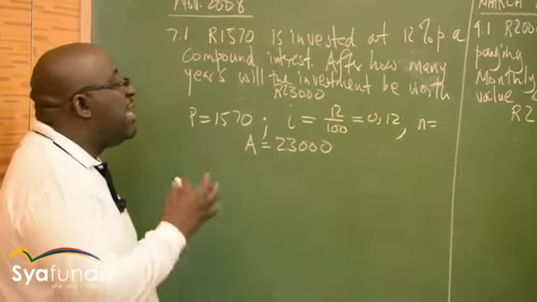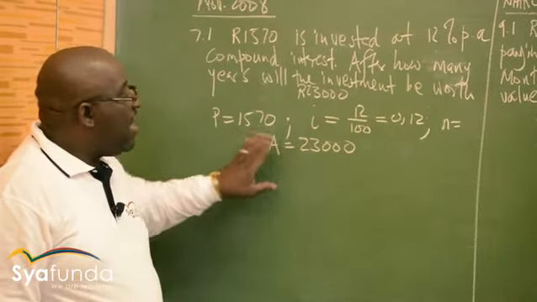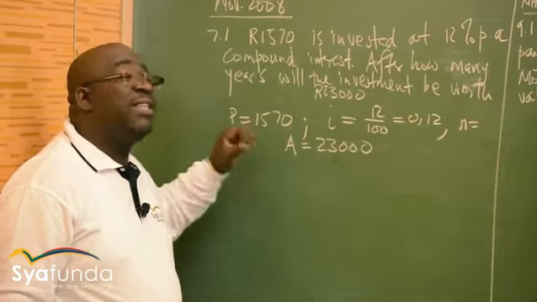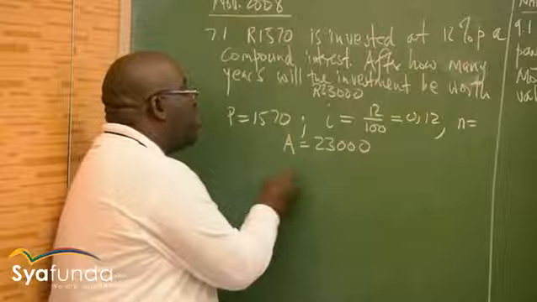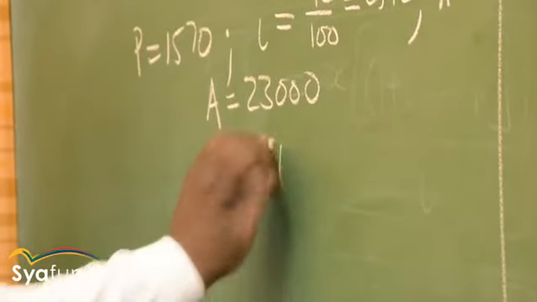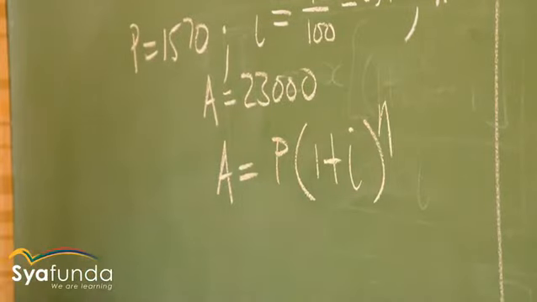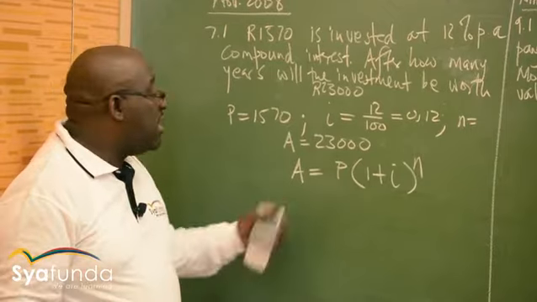Let's work it out. Remember what is happening here. The principal amount is smaller than the total amount at the end of the investment period, so it has increased. It's the compound increase, so we use plus there. The formula is A equals P into 1 plus i, raised to the power n. Writing the formula is very important because there's a mark for taking it from your data sheet into your paper.